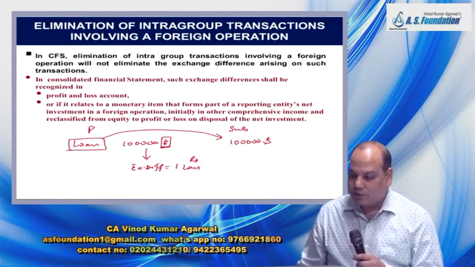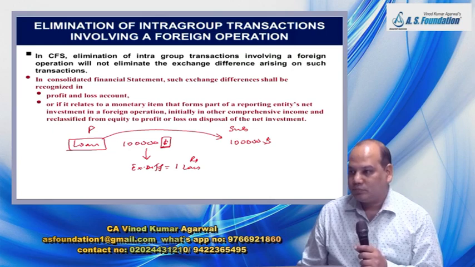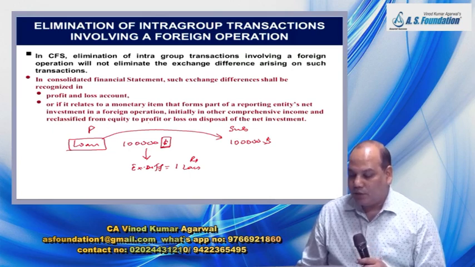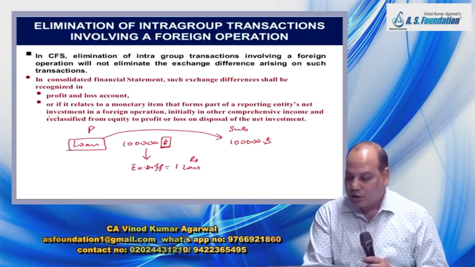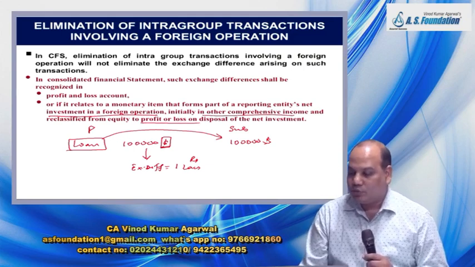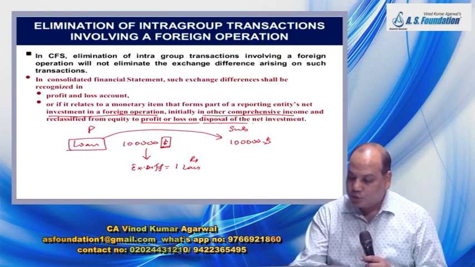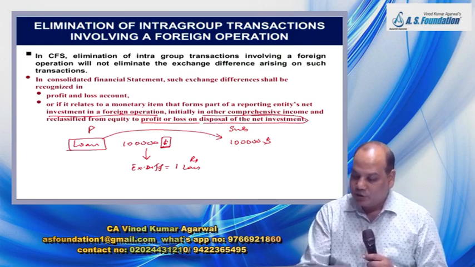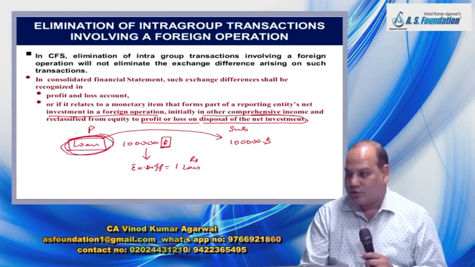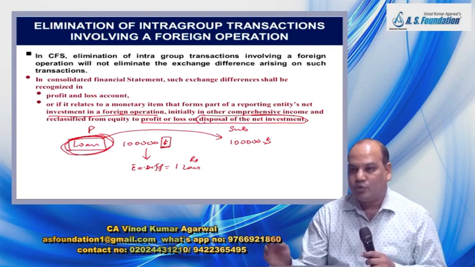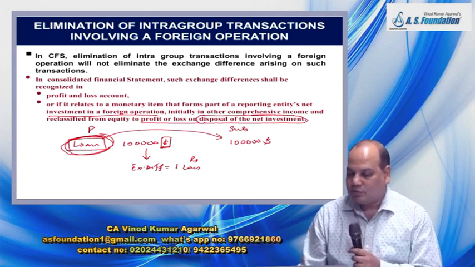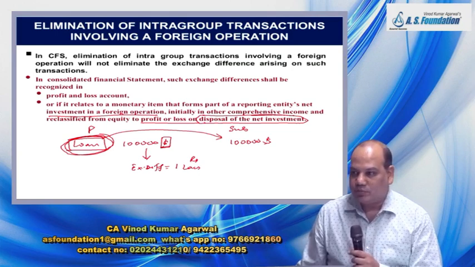Then they are saying that this difference will be recorded in OCI and reclassified from equity to P&L account on the disposal of the net investment. So this time what you will do, if it relates to net investment in foreign operation, then OCI first, and from OCI to P&L account on disposal of this net investment. So whenever this loan will be derecognized, you will also transfer this balance from OCI to profit and loss account. So till that time you accumulate in the OCI only.